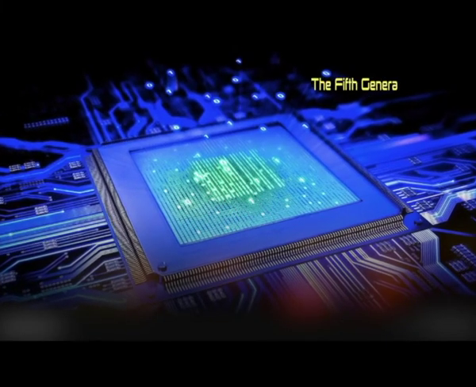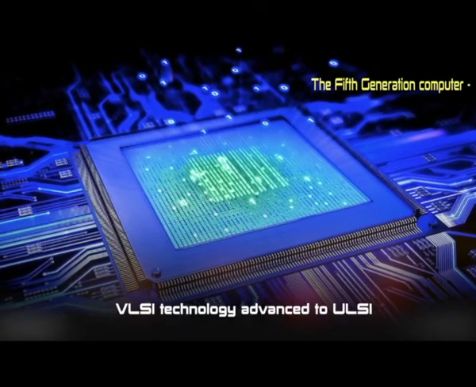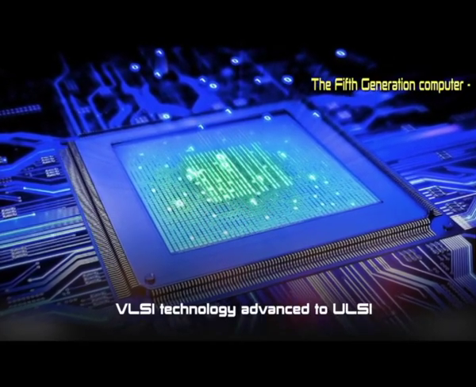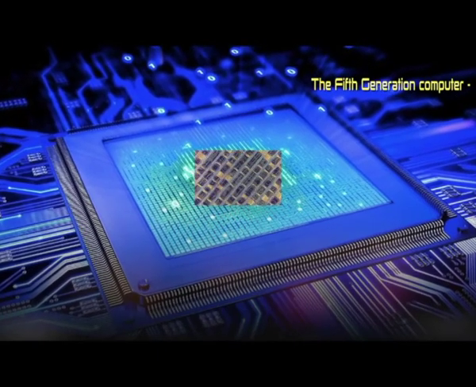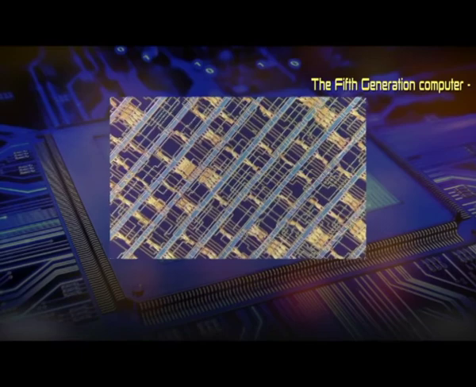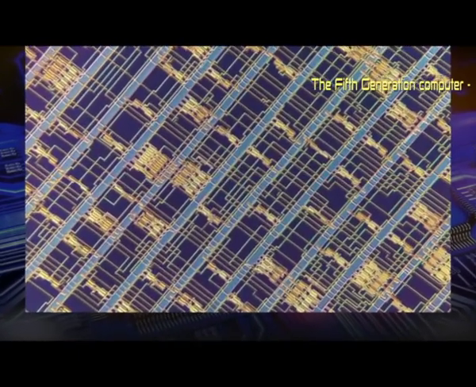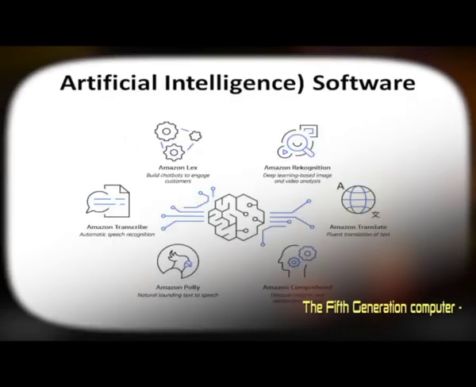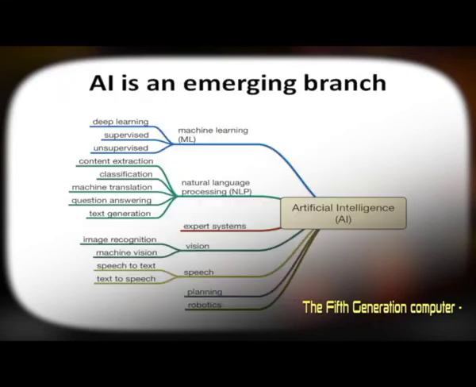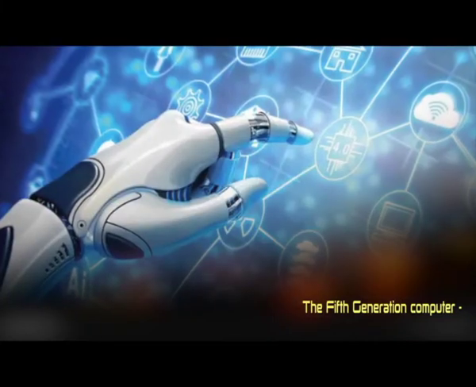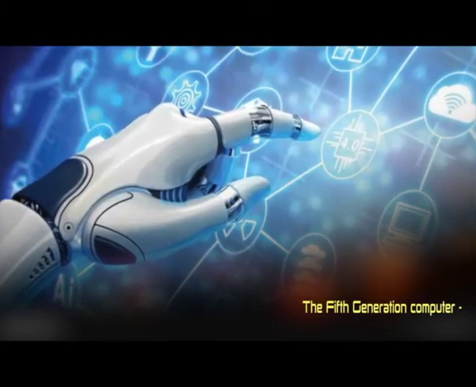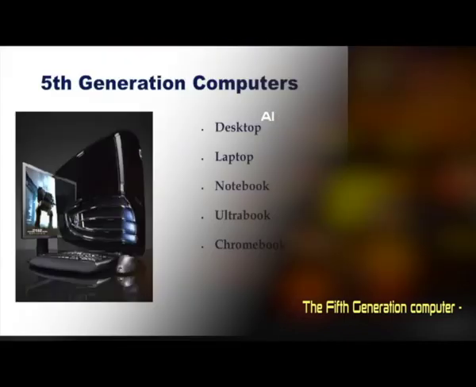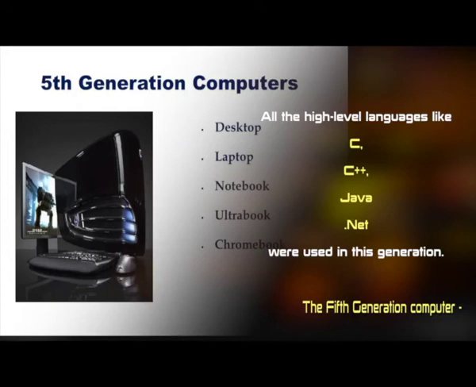In the fifth generation, VLSI technology advanced to ultra large scale integration or ULSI, resulting in the production of microprocessor chips having 10 million electronic components. This generation is based on parallel processing hardware and artificial intelligence, AI software. AI is an emerging branch in computer science which interprets the means and methods of making computers think like human beings. All the high level languages like C and C++, Java, .NET are used in this generation.